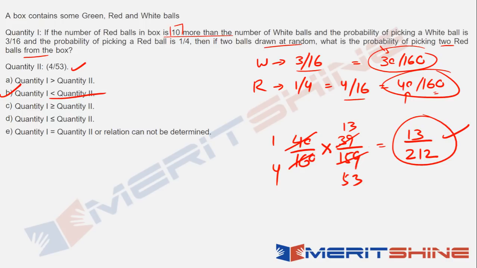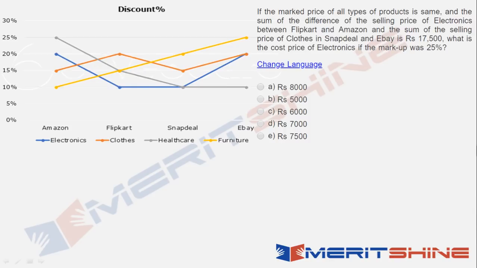Let's move to the next one now. Okay, so this is the question. This is a complete set on profit, loss and discount. A simple set. The problem would be that if you look at the questions, they are lengthy to read. I mean, it will take some time to read the questions.